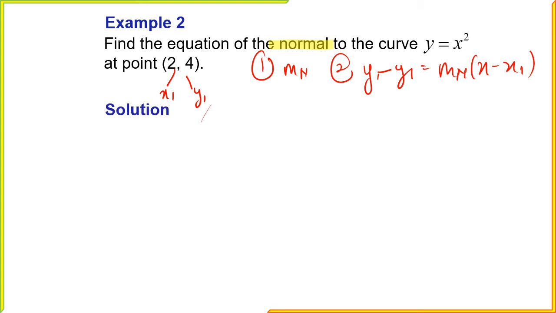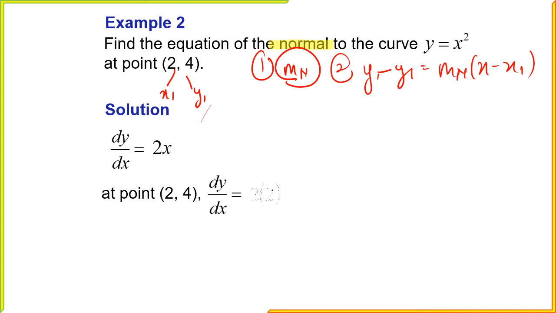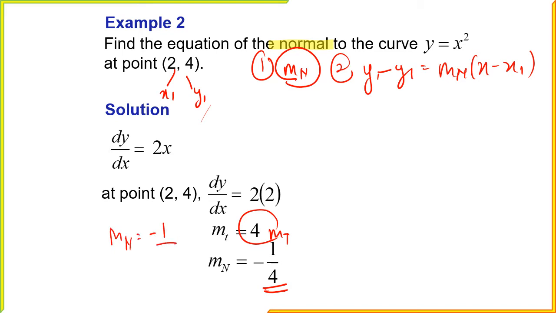So, first step, to find the gradient of normal, we need to find the dy/dx first, which is equal to differentiating y with respect to x. So dy/dx, differentiate x squared, we get 2x. Now, at point 2, 4, we get 2 multiplied by the value of x, which is equal to 2, equal to 4. Now, this is the gradient of tangent. The gradient of normal is equal to negative 1 over the gradient of tangent, which is negative 1 over 4. Okay, because mn is equal to negative 1 over mt. So now we have the gradient already.